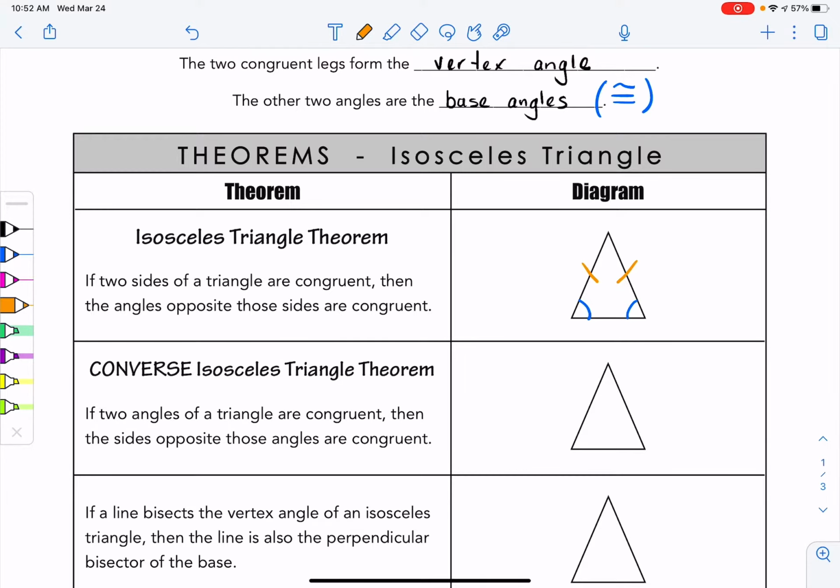And I'm just going to draw a little trick in here. Because these two sides are congruent and you see the little tick marks, if you just draw an arrow from the tick mark, that points to this angle, and an arrow from this tick mark points to this angle. So that's how you know which angles are congruent. Also, recall that the legs here and here always come together to form a vertex angle. So the vertex angle is not one of the base angles.